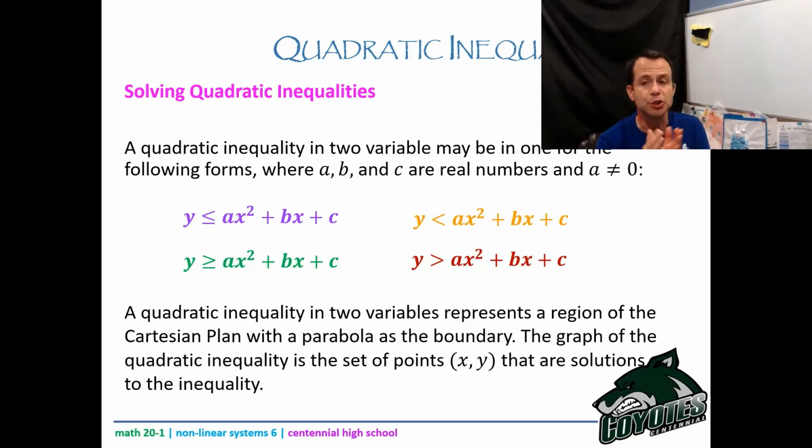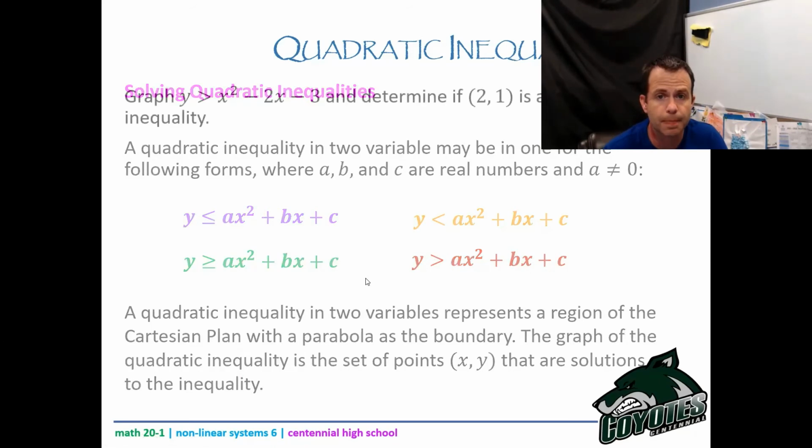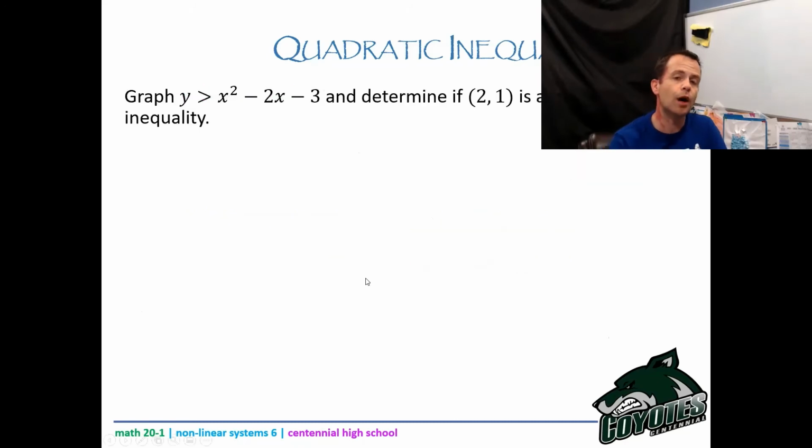And then if I'm shading greater than, I think about arrows going up from the curve. If I'm shading less than, I think about arrows going down from the curve, okay? A quadratic inequality in 2 variables represents a region of the Cartesian plane with a parabola as the boundary. The graph of the quadratic inequality is the set of points (x, y) that are solutions to the inequality. So just like we could look for test points in linear inequalities, we can do the same thing in quadratic inequalities, okay? So graph y is greater than x squared minus 2x minus 3, and determine if (2, 1) is a solution to the inequality.